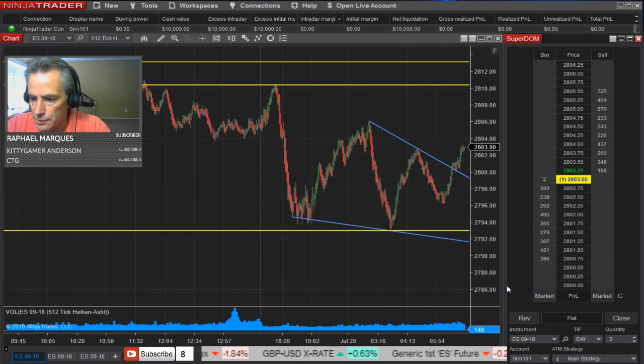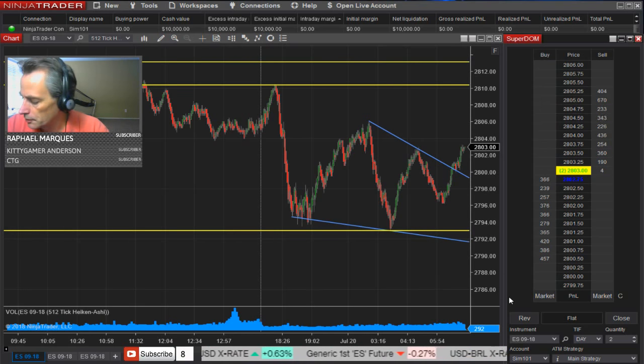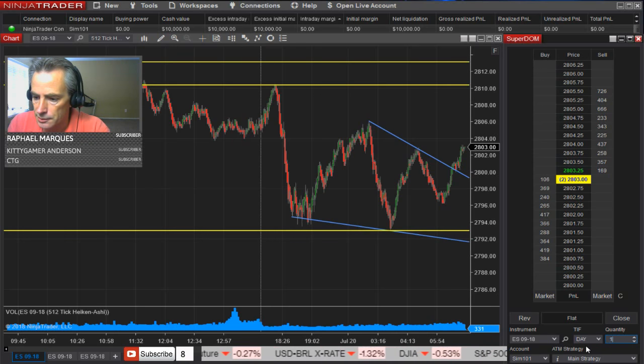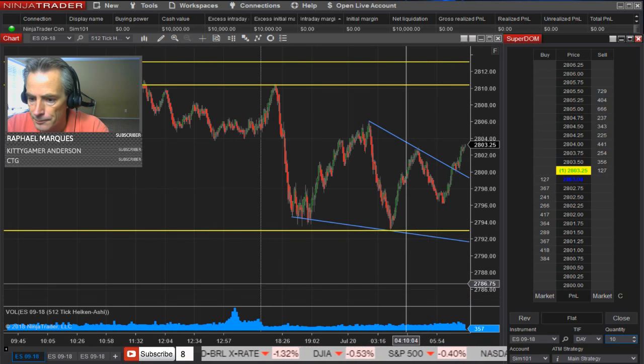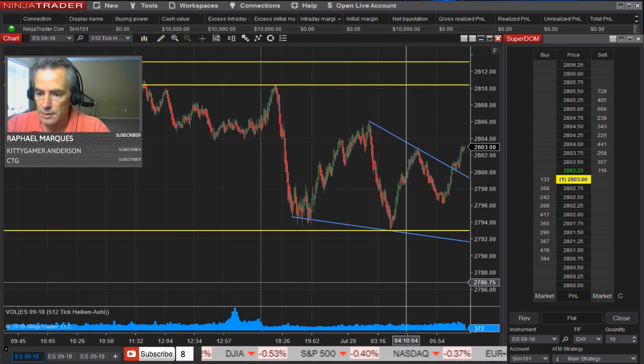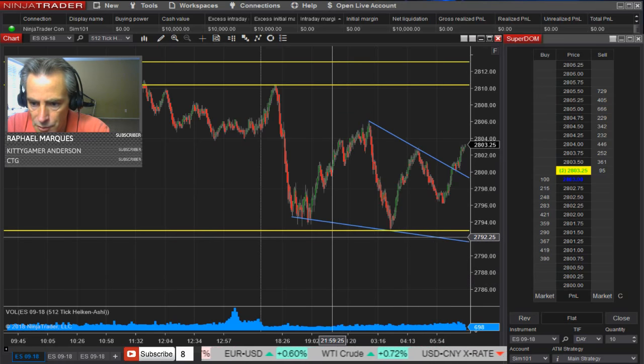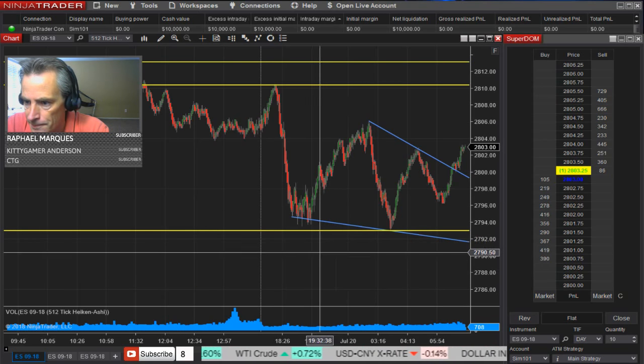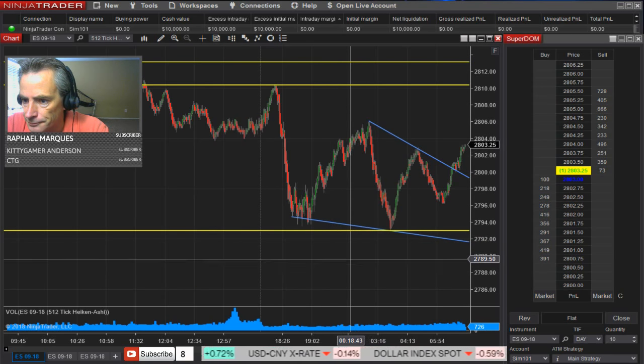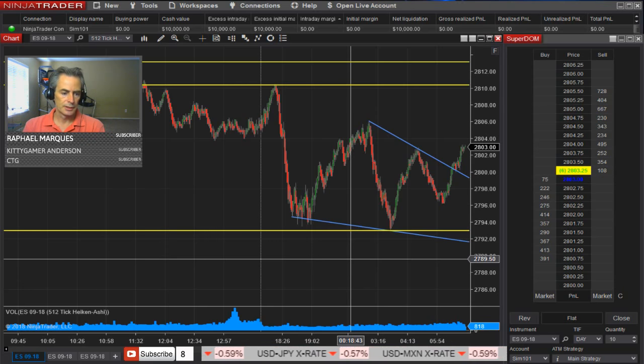In order to change the amount of contracts that you're trading during the day, you just go down to your super DOM here, change that to 10. Obviously that's not what we're normally working with. We're working with 2 contracts with our strategy. The reason why we're using 2 contracts is so we can practice our price targets.